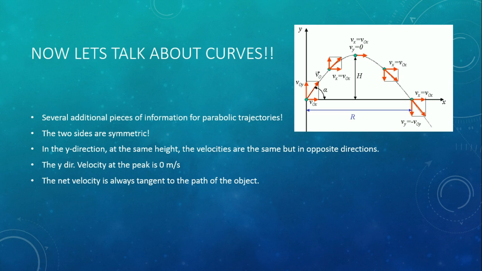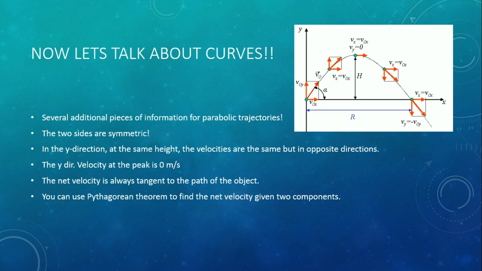The net velocity, or the velocity it's moving at, is always tangent to the path. And tangent just means that it's touching at one point. So this middle arrow is a tangent. This arrow is a tangent. That arrow is a tangent. So they're just touching at one point. So the net velocity, or the combination of these two components, is the total velocity, and it's always tangent.